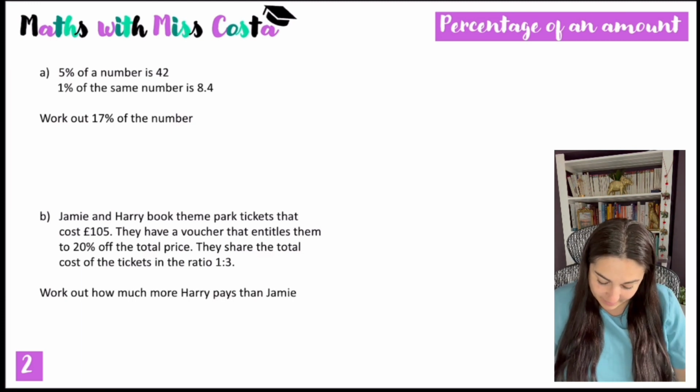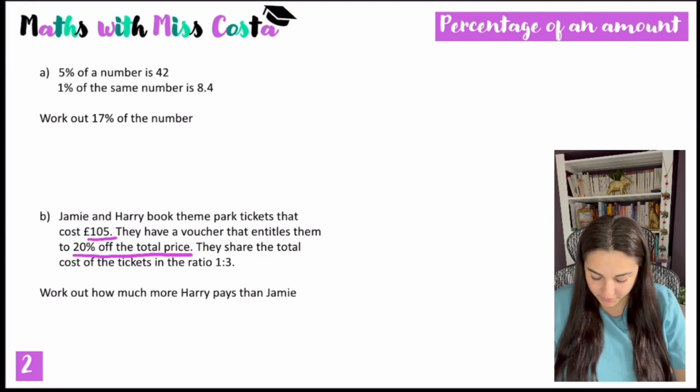Okay, Jamie and Harry book theme park tickets that cost £105. They have a voucher that entitles them to 20% off the total price, and they share the total cost of the tickets in the ratio 1:3. Work out how much more Harry pays than Jamie.